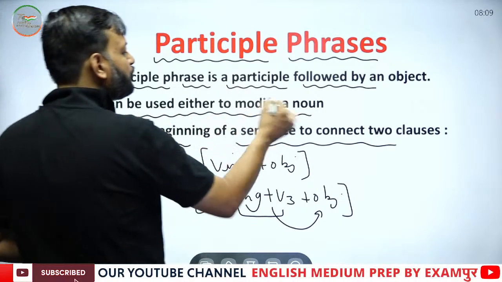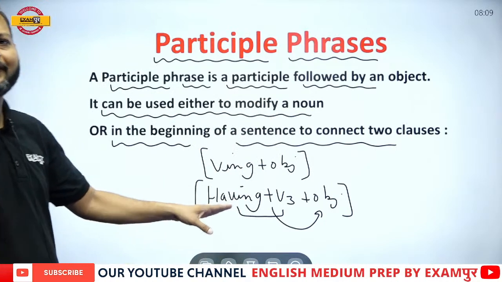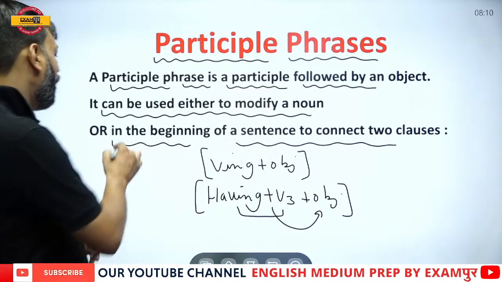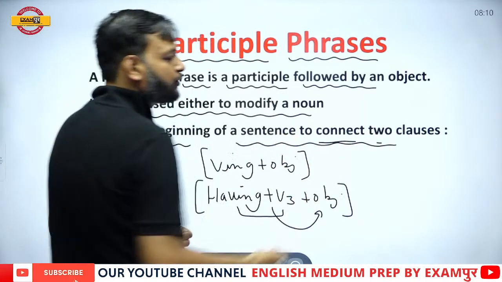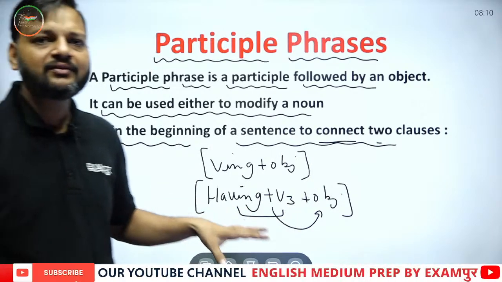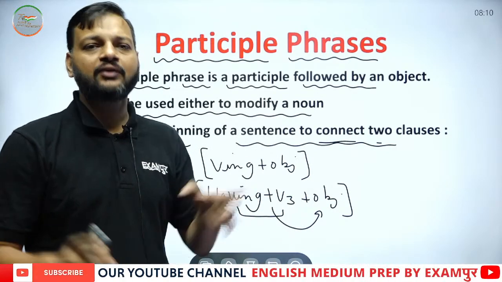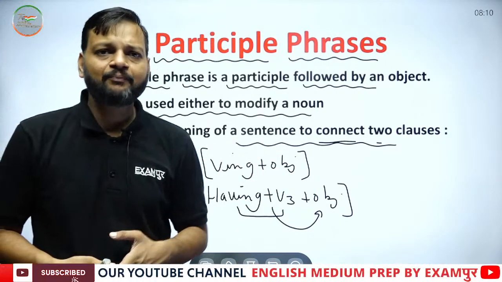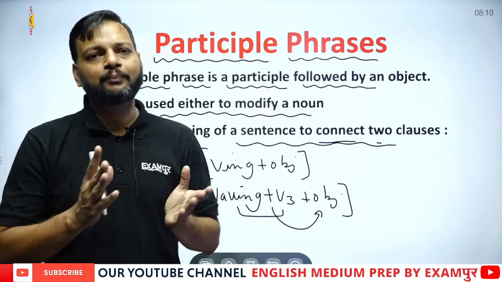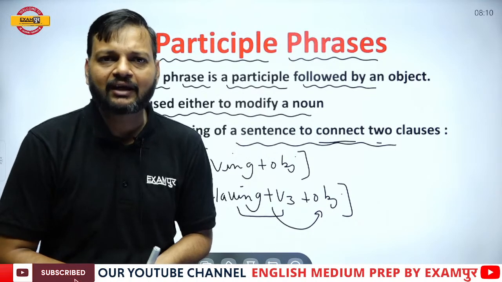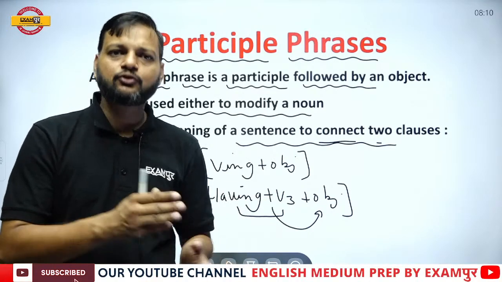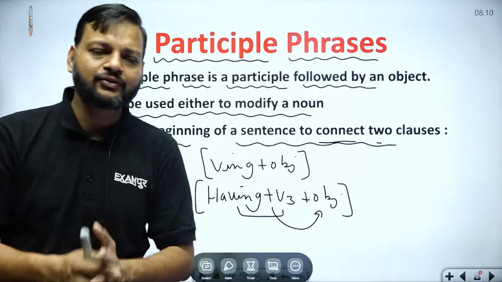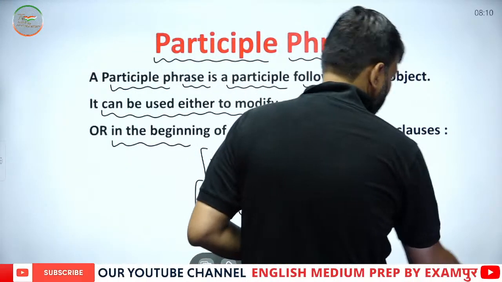It can be used either to modify a noun. This participle phrase can be used to modify a noun, meaning it can be an adjective, or in the beginning of a sentence to connect two clauses. This participle phrase can also be in the beginning of a sentence to join two sentences. So a participle followed by an object is called a participle phrase, and it can be used as an adjective to modify a noun as well as in the beginning of a sentence to join two sentences. Okay, let us see some examples.